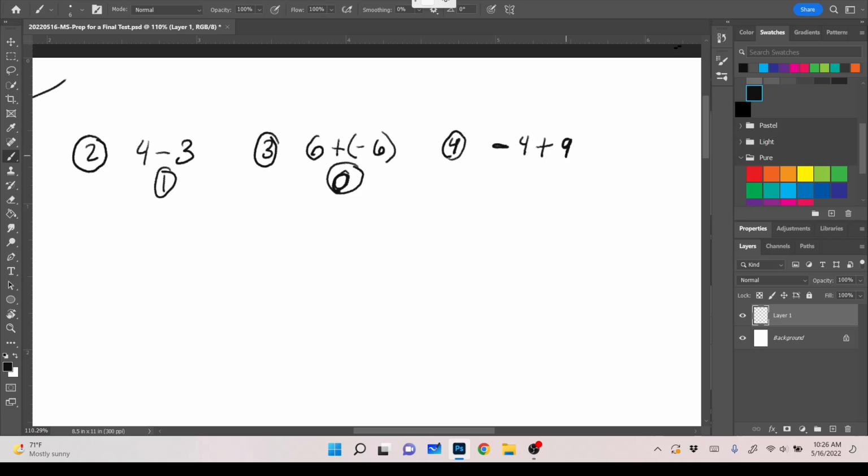Negative 4 plus 9. What do we do with that? Are the signs the same or different? Different. So do we add or subtract? Subtract and keep the sign of the bigger one. So 9 minus 4 is 5. The bigger one is 9. So the answer is positive 5. Beautiful. Easy.